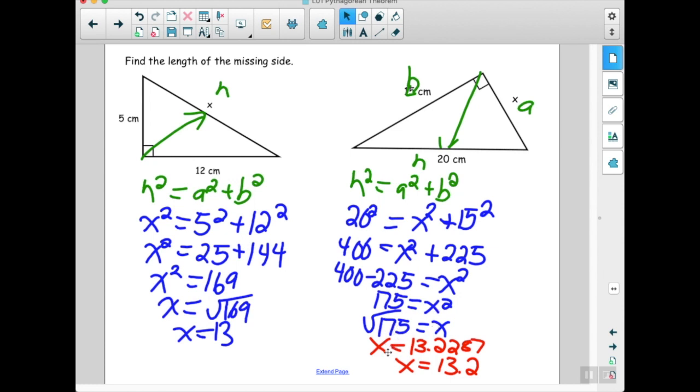So if I take out a calculator, it gives me x is 13.2287, and I'm going to round that to 13.2. All right, let's look at the next slide.